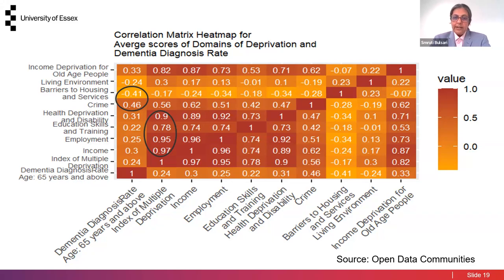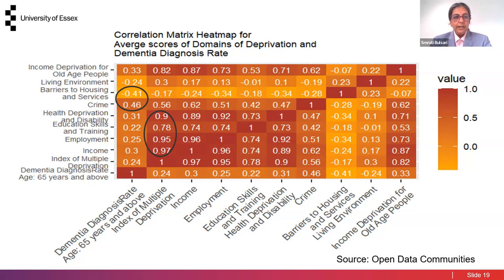As I mentioned, the dementia diagnosis rate is for people who are 65 years and above, and therefore another index which is specially estimated for old age people who are also 65 years and above, income deprivation for old age people, is also calculated, estimated, and made available by the government of UK. So that also I have taken into consideration for my research, and the correlation is again very weak.